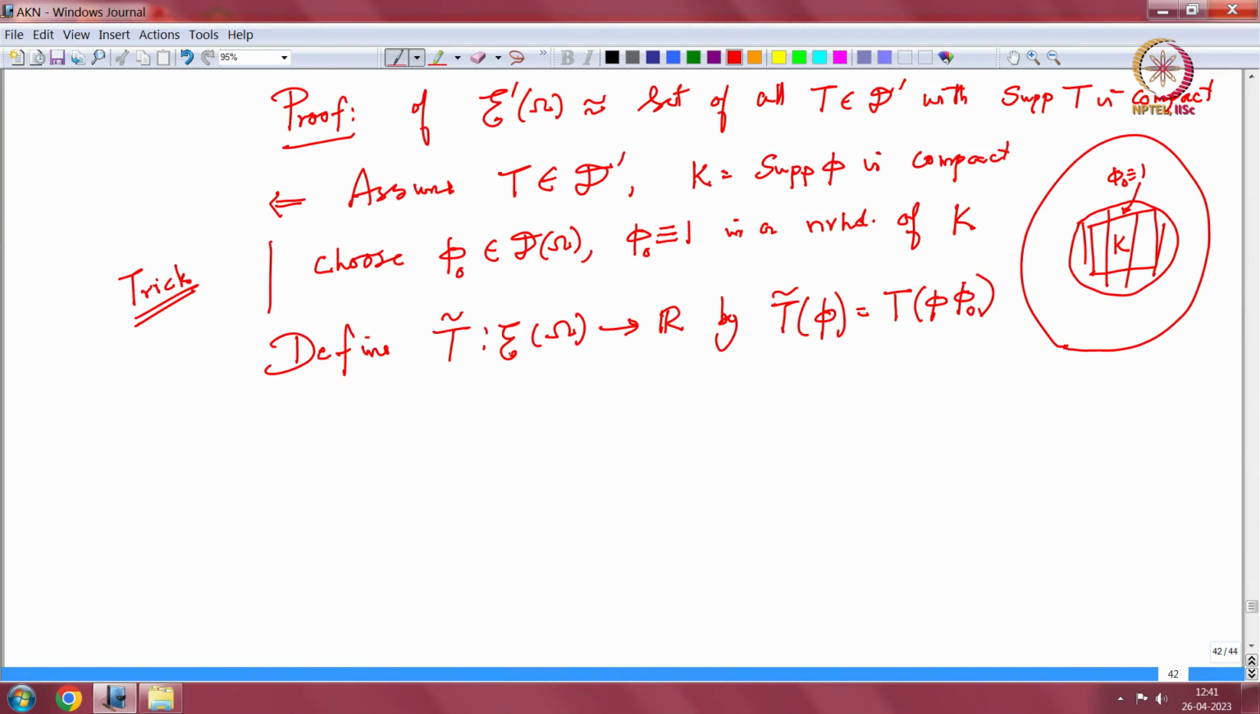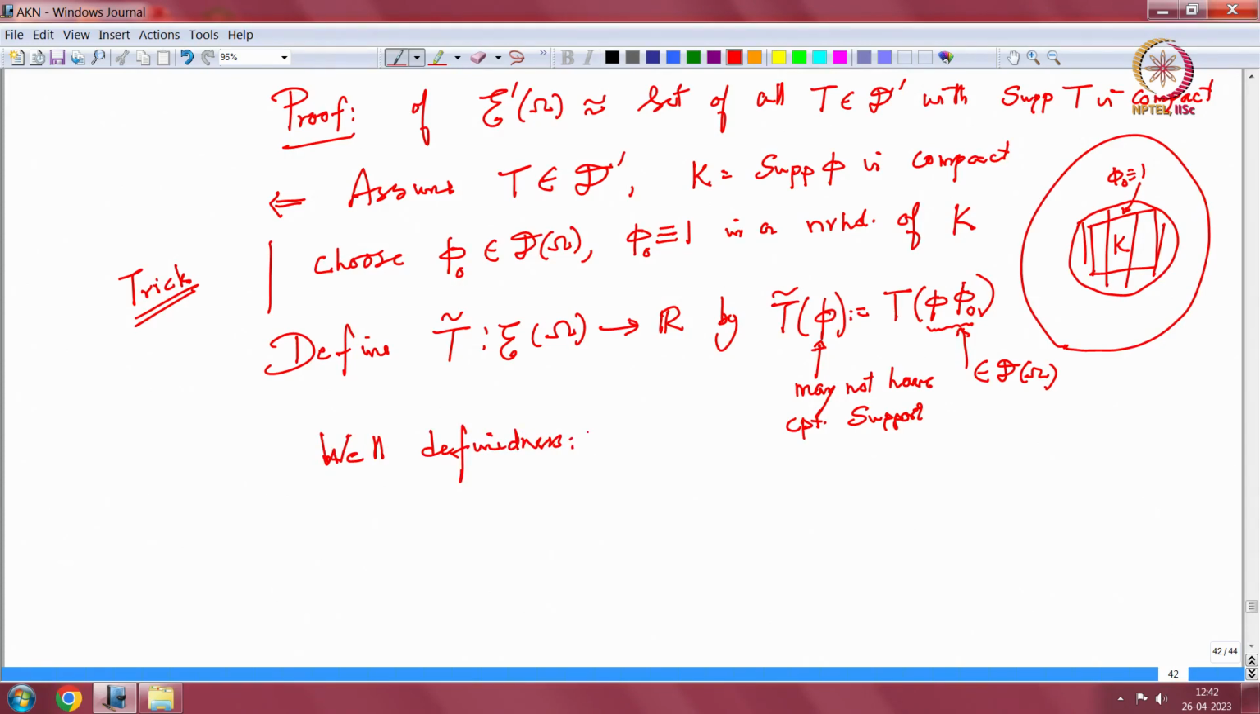Look here, phi is in E omega, so it may not have compact support. But phi naught has compact support, C infinity, this is in D omega, you see. So the definition is okay, but you still need to check the well definedness. It is trivial, but this kind of analysis you are probably doing for the first time.